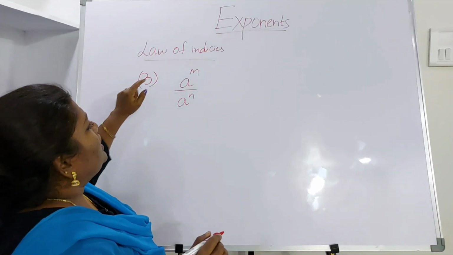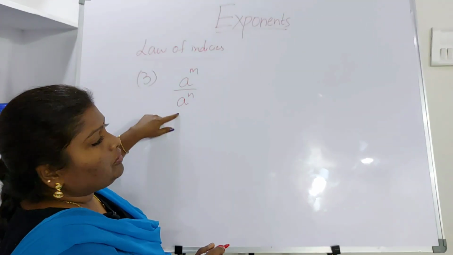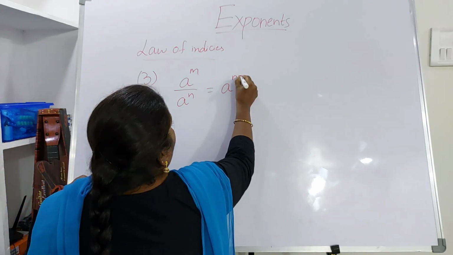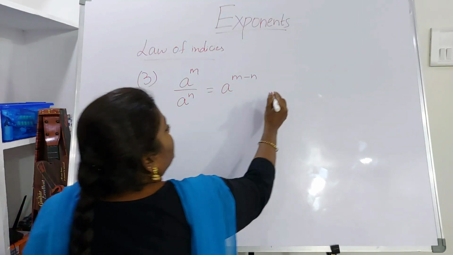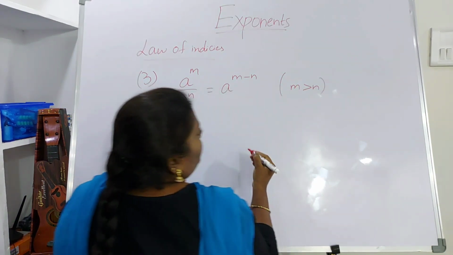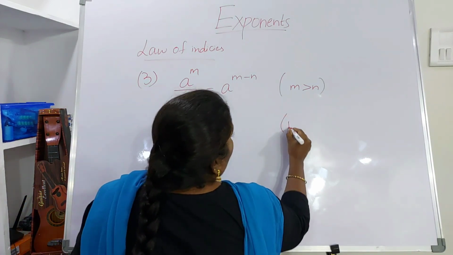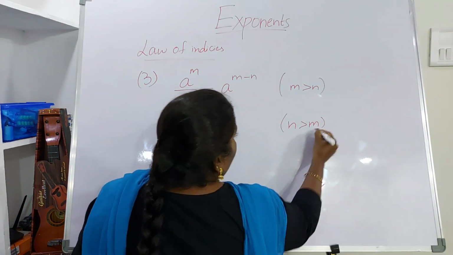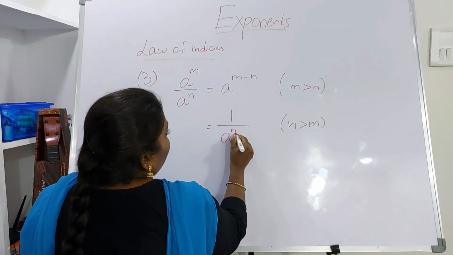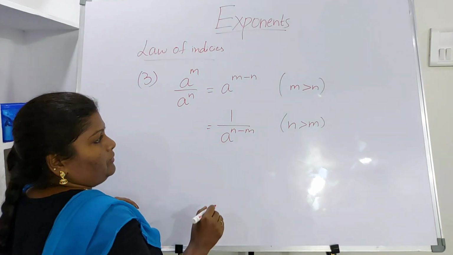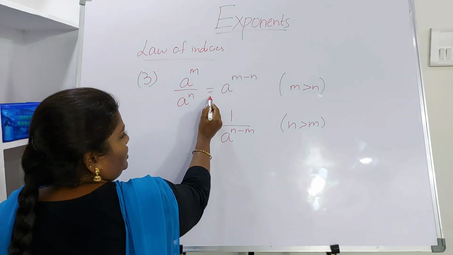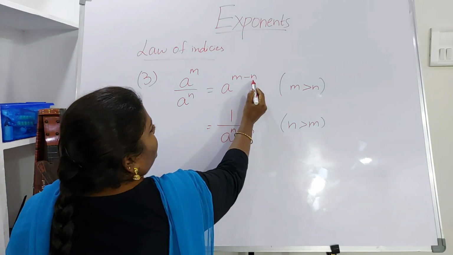So the next law: a to the power of m by a to the power of n is equal to a to the power of m minus n. Now this is only when m is greater than n. If n is greater than m, then you have 1 by a to the power of n minus m.